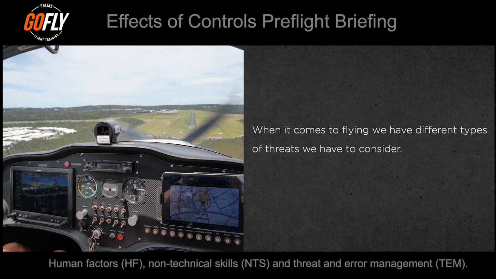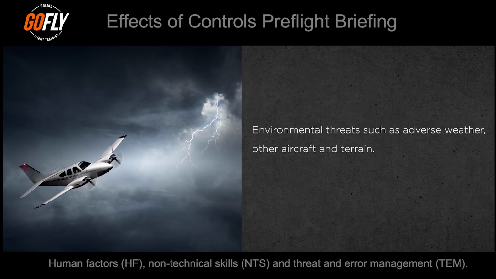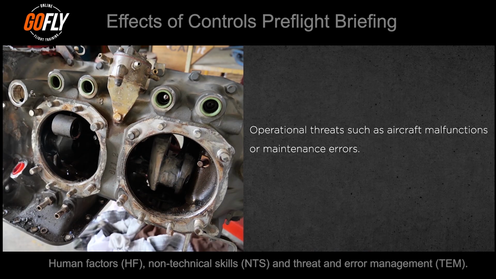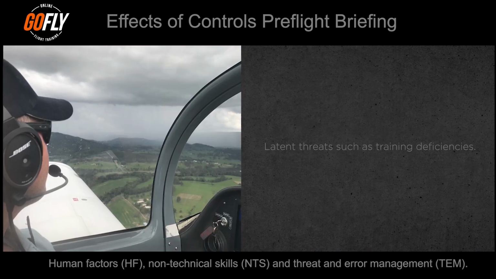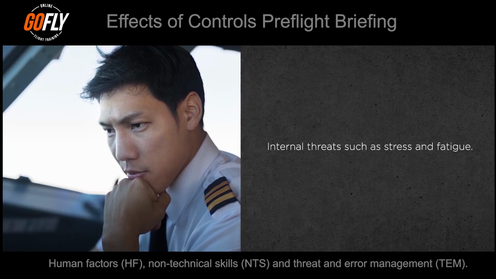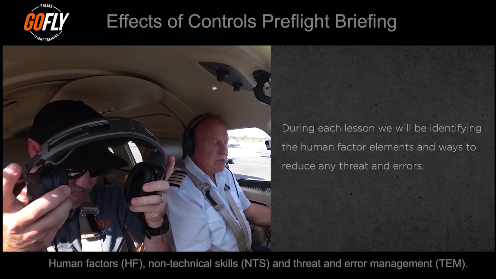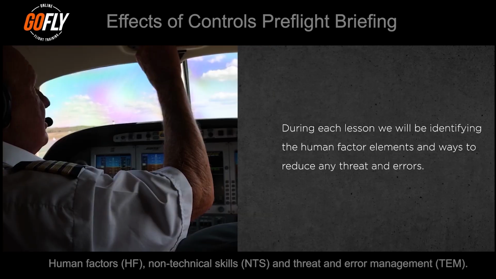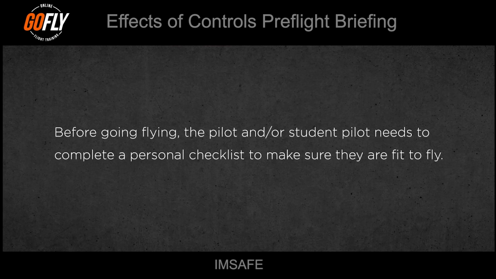When it comes to flying, we have different types of threats we have to consider. Environmental threats, such as adverse weather, other aircraft and terrain. Operational threats, such as aircraft malfunctions or maintenance errors. Latent threats, such as training deficiencies. Internal threats, such as stress and fatigue. During each lesson, we'll be identifying the human factor elements and ways to reduce any threat and error. Before going flying, the pilot and/or student pilot needs to complete a personal checklist to make sure they are fit to fly. We call this checklist the I'M SAFE checklist.